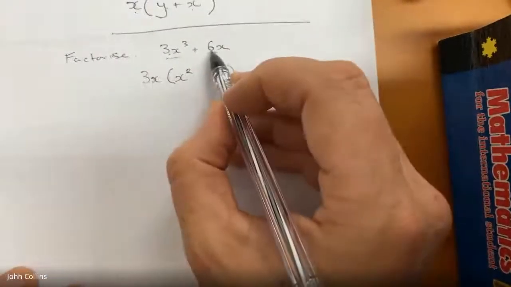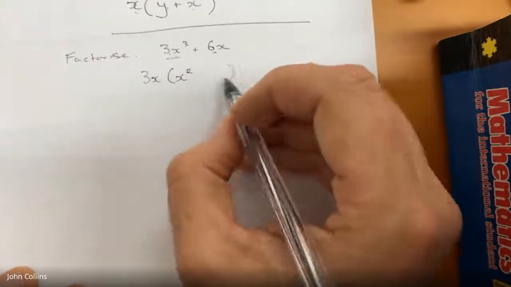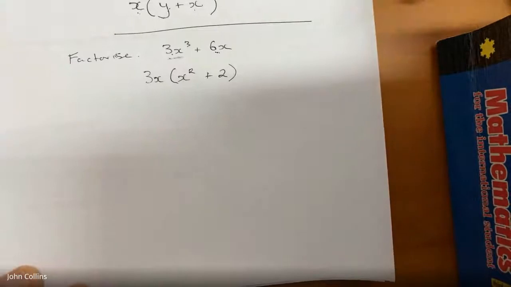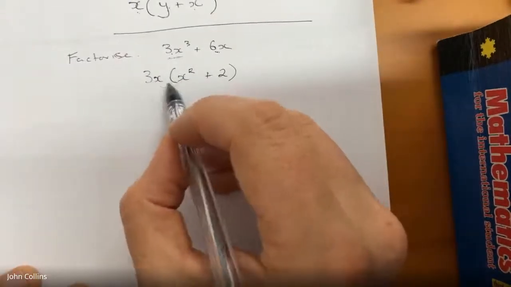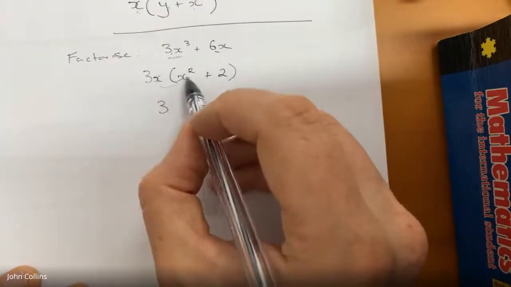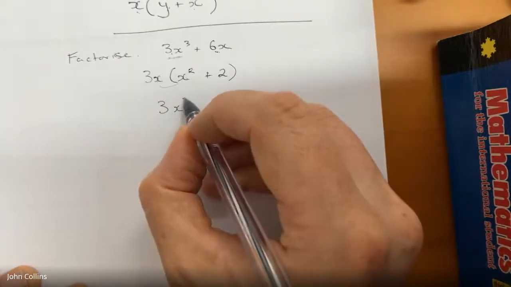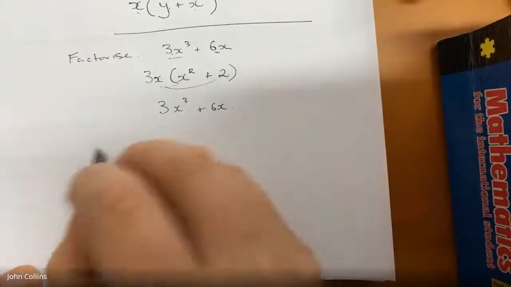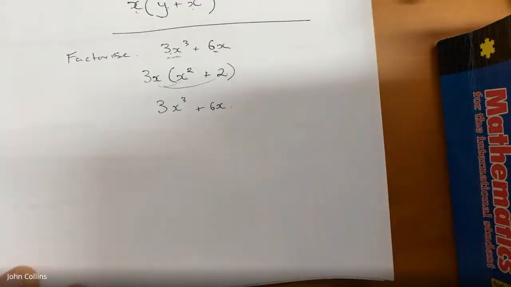3 into 6 goes twice. x into x goes, okay, we already have the x outside, so it's 3x plus 2. If you're not sure, just multiply it out again. 3x times x squared gives 3 and another x, x cubed, and 3x times 2 gives plus 6x. That's the way I'm always checking afterwards to make sure it multiplies back out.